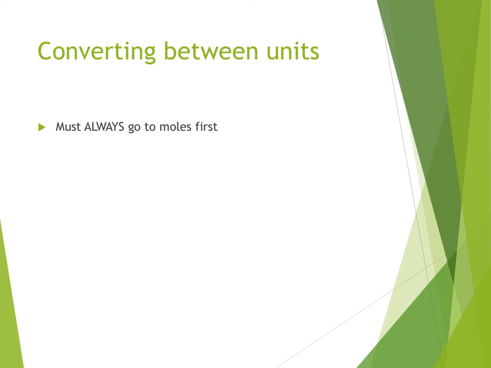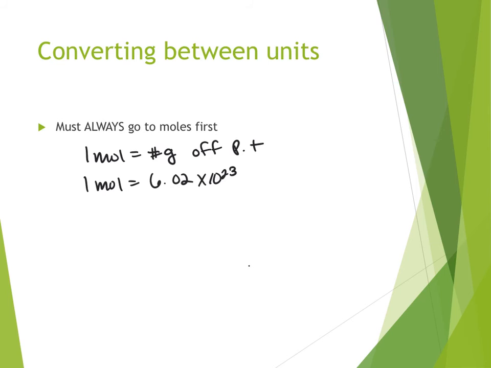So when we are converting between units, you always have to go to moles first. Our 3 conversion factors are: 1 mole is the number of grams off the periodic table. 1 mole is 6.02 times 10 to the 23rd, and again, we use that with different words: atoms, molecules, which abbreviate formula units. And then 1 mole equals 22.4 liters. So if we had to convert from, say, grams to liters, I don't know how many grams are in a liter or how many liters are in a gram, but they both go back to moles.